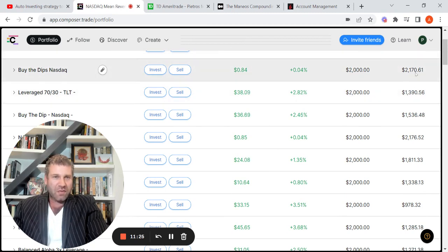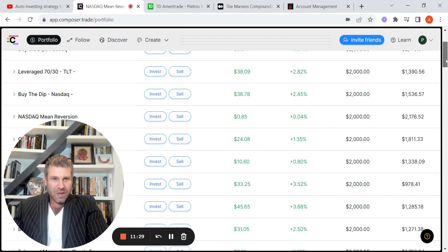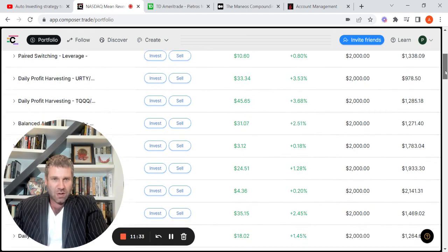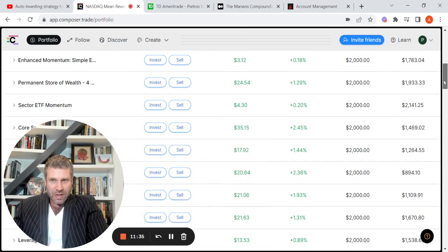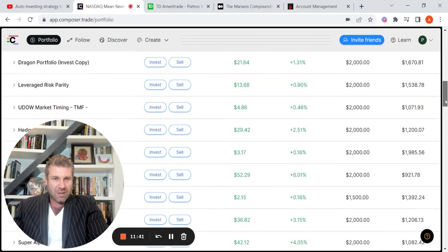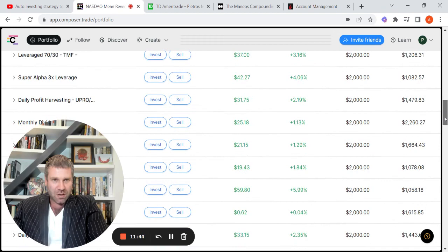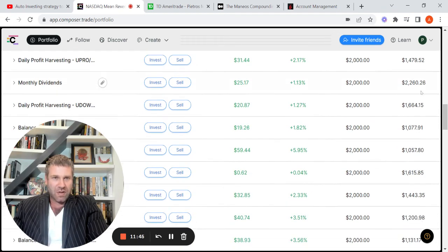And you can see that they're one of the few funds in this big sell-off that has outperformed. It's really the NASDAQ mean reversion, buy the dip NASDAQ, and a lot of the dividend ones here. And the sector ETF too. Sector ETF has done really well. Dividend, sector ETF, and buy the dip NASDAQ. Here's another one, 2200. Yeah, dividend one right here.